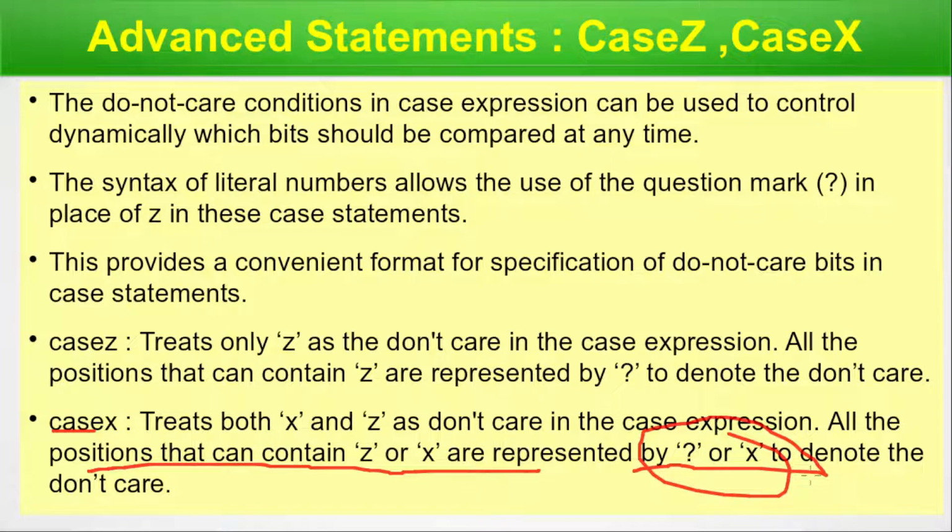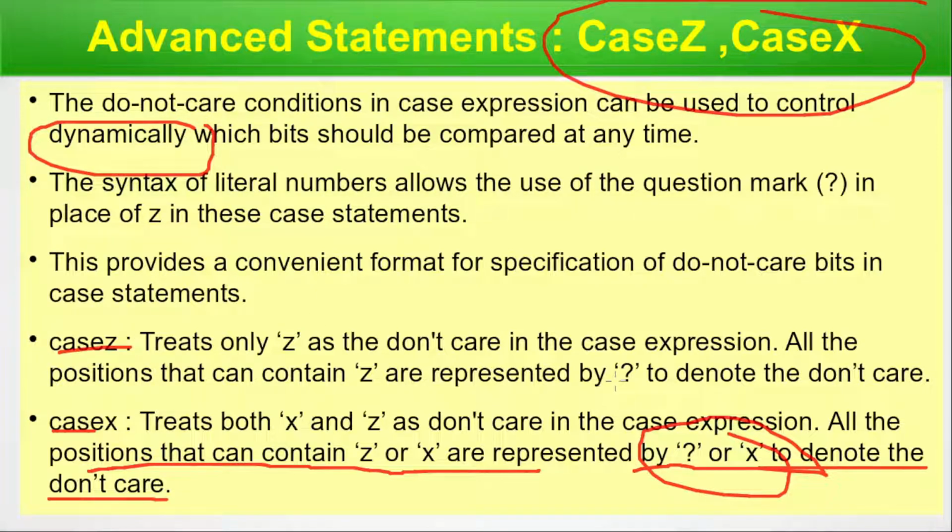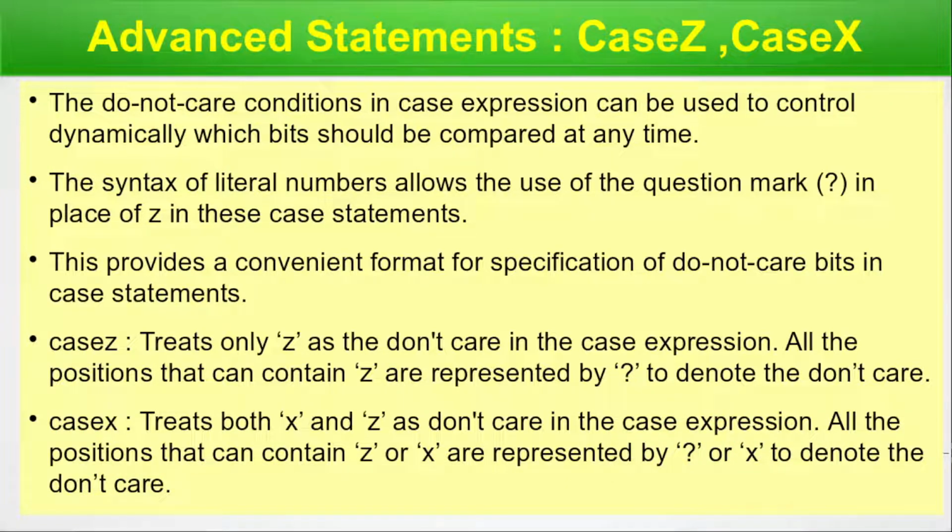In the example, you will see that these are used to denote the do not care. That means the don't care position. That means it gives the dynamicity of the case X and case Z. So for case Z it has the question mark, and for case X it has the question mark or X. We are done with all the definitions and theoretical discussions here. Let's move on to the next slide.